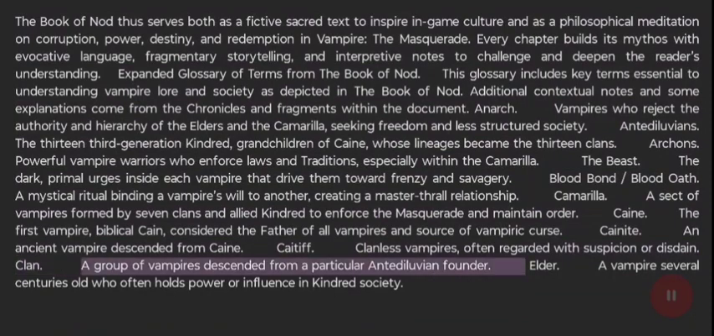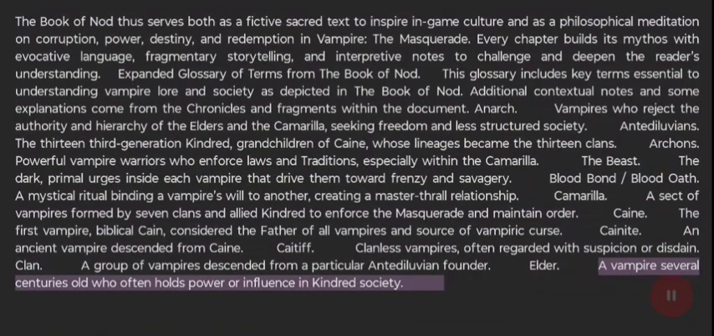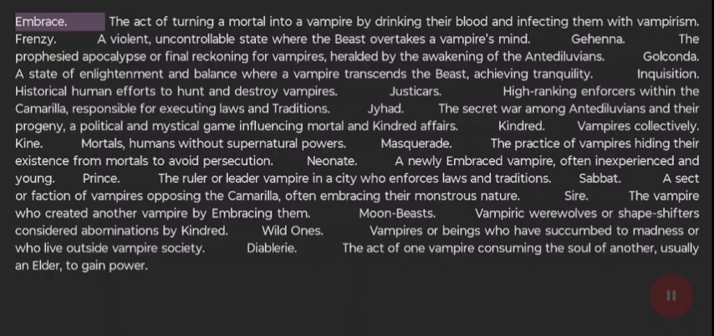Clan. A group of vampires descended from a particular antediluvian founder. Elder. A vampire several centuries old who often holds power or influence in Kindred society. Embrace. The act of turning a mortal into a vampire by drinking their blood and infecting them with vampirism. Frenzy. A violent, uncontrollable state where the Beast overtakes a vampire's mind.